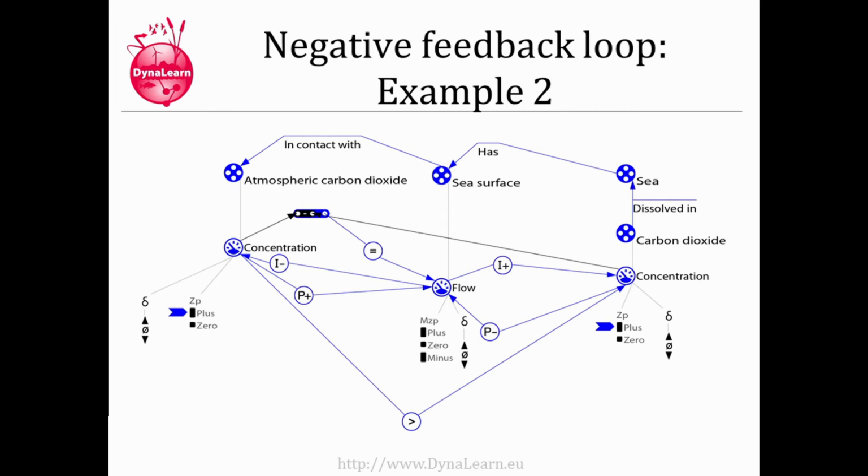On the right-hand side, there's a negative proportionality from the concentration back to the flow. And this negative proportionality is true because if the concentration of carbon dioxide dissolved in the sea becomes larger, the difference between the atmospheric carbon dioxide and the concentration of carbon dioxide dissolved in the sea becomes smaller, and therefore the flow is smaller. Because there is a positive influence from the flow to the concentration and a negative proportionality back, there's only one negative causal relation. Therefore, this is a negative feedback loop. These two negative feedback loops make sure that the flow always goes to 0, thereby weakening this process.